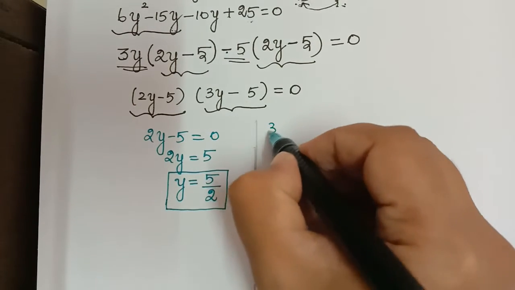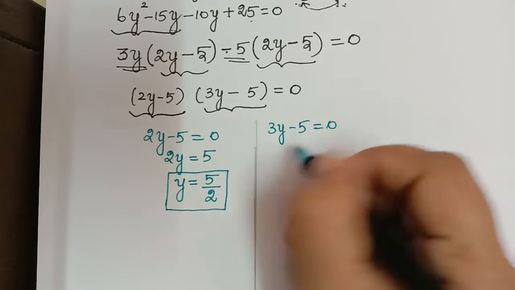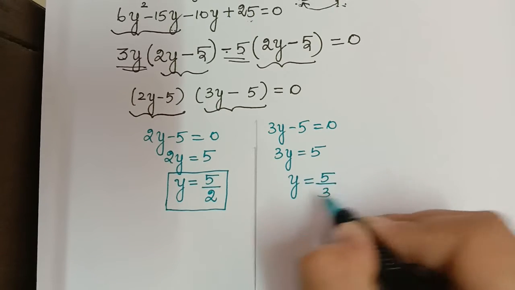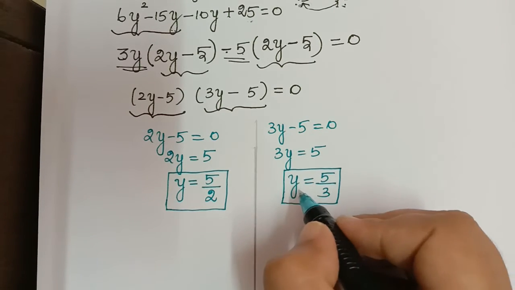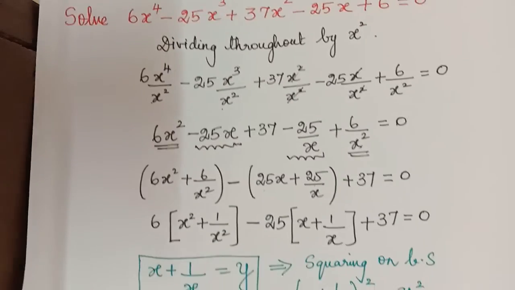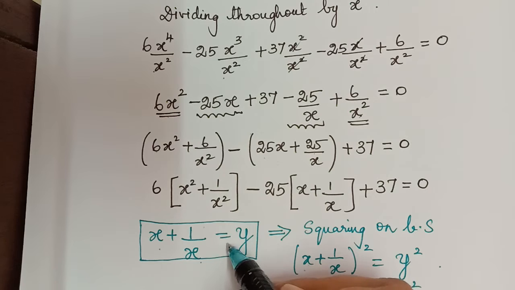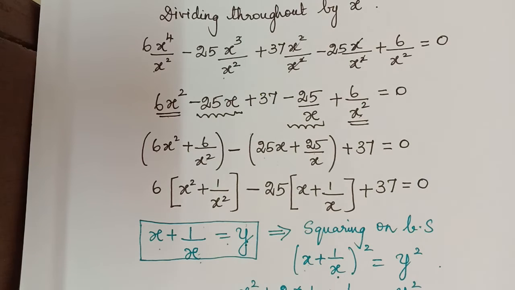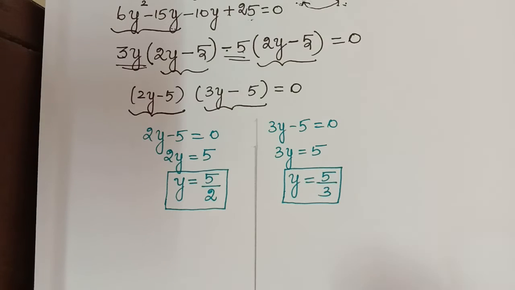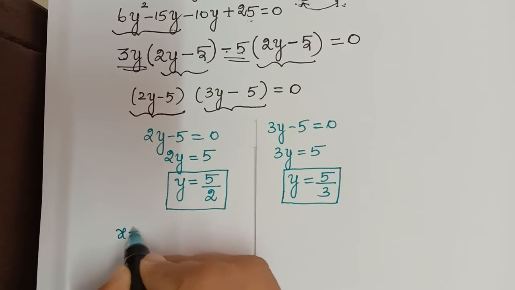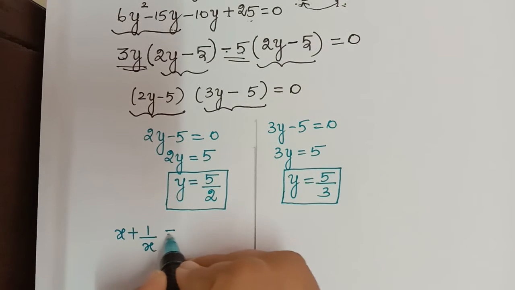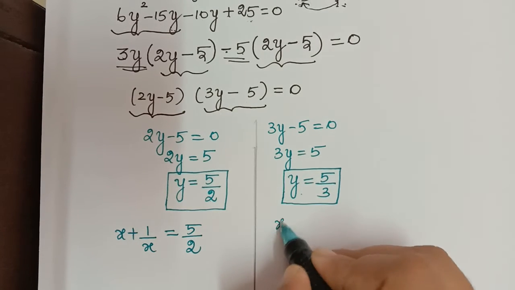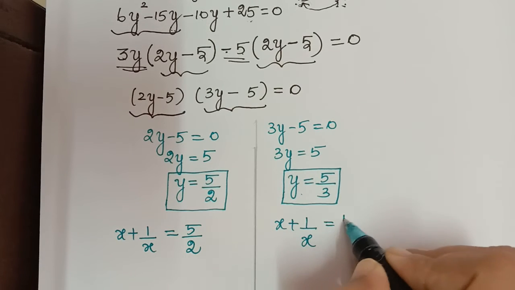So now using this, 3y negative 5 is equal to 0. So 3y will be equal to 5, and the value of y will be equal to 5 by 3. So this is another value of y. But what is y actually? y is x plus 1 by x. So now we have to substitute y as x plus 1 by x here. So what we will get here is, now instead of y we are having x plus 1 by x, and so that is equal to 5 by 2. So now here we will have x plus 1 by x to be equal to 5 by 3.